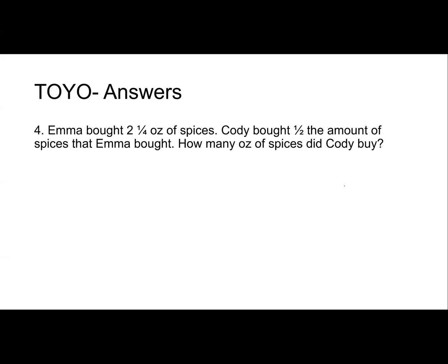Okay, now tell me what to write. Emma bought 1 pound of spices. Cody bought 1/2 the amount of spices that Emma bought. How many ounces of spices did Cody buy? Okay, what do I write? 2 1/4. Then I got 9/4. Okay, so you did 2 1/4 times 1/2. And then you went ahead and changed 2 1/4 to an improper fraction. You got 9/4 times 1/2, and then I got 9/8. 9/8. And then that's 1 1/8.